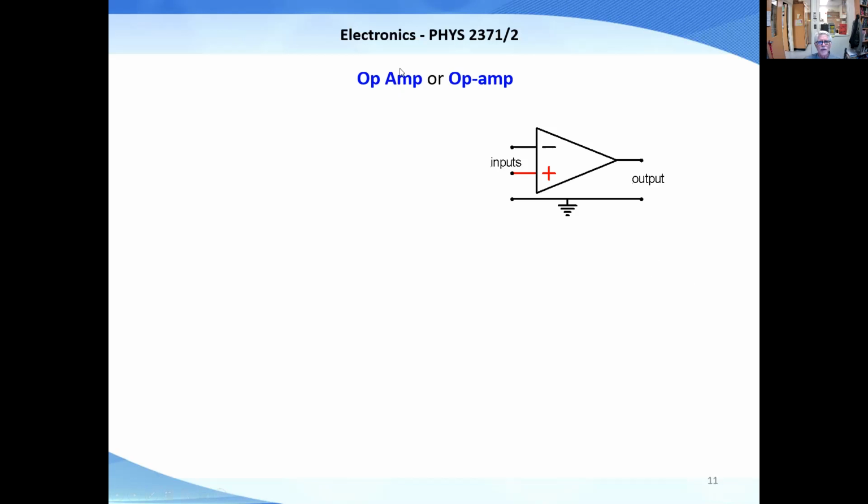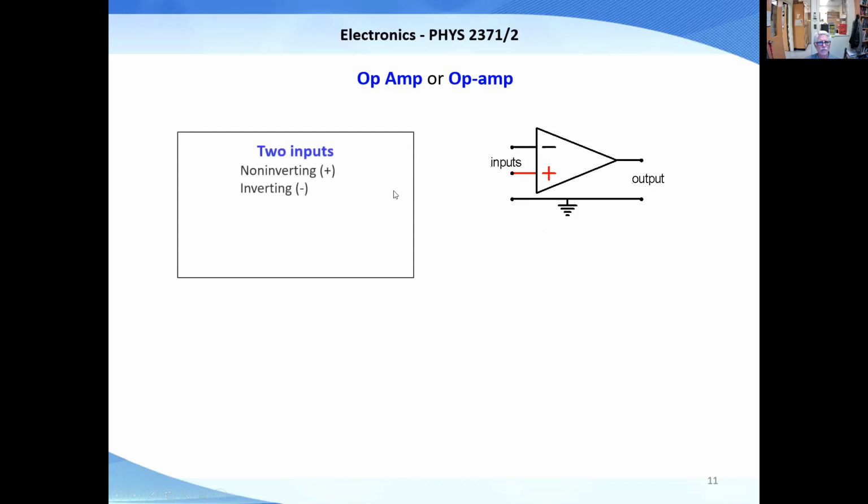Okay. Op amp, or op-amp; some people put in the hyphen, some don't. So here's this triangle that represents an op amp. It has 2 inputs and a ground, and relative to ground, one single output in general. One of these is called an inverting input, the negative one, and the plus one is called a non-inverting input. Okay, non-inverting, inverting.